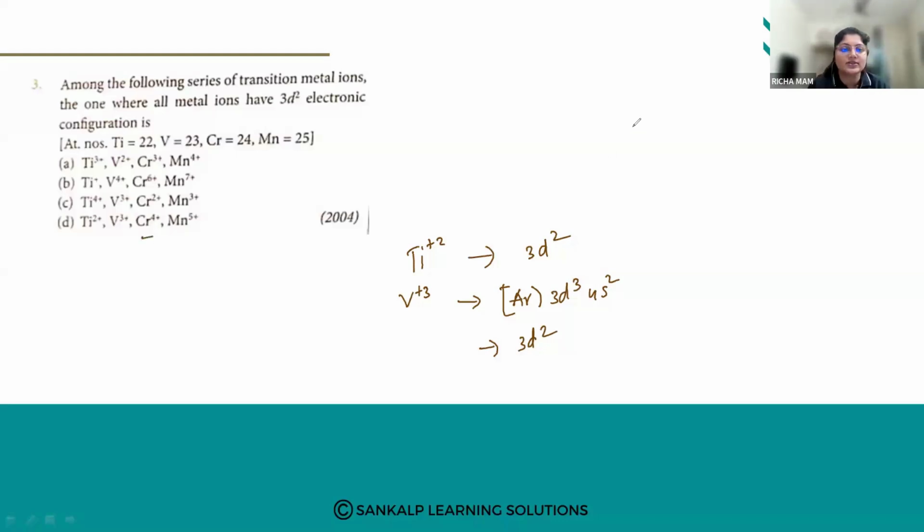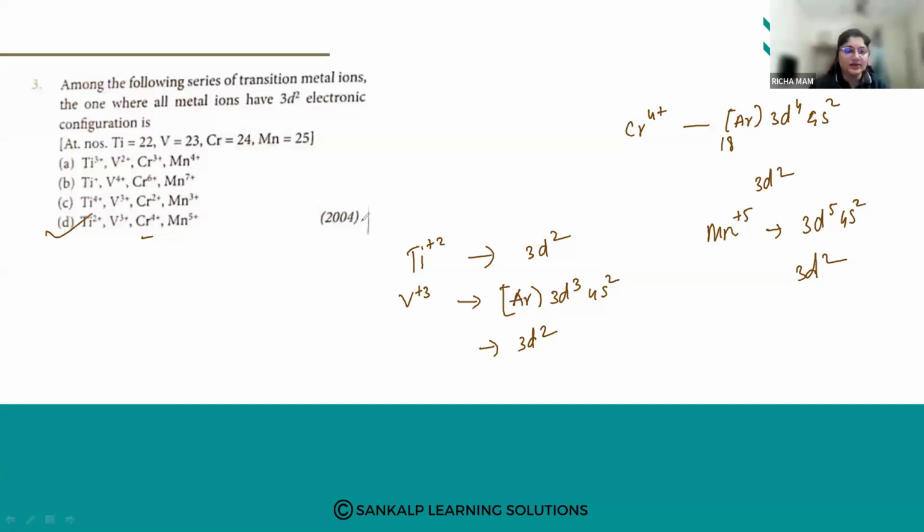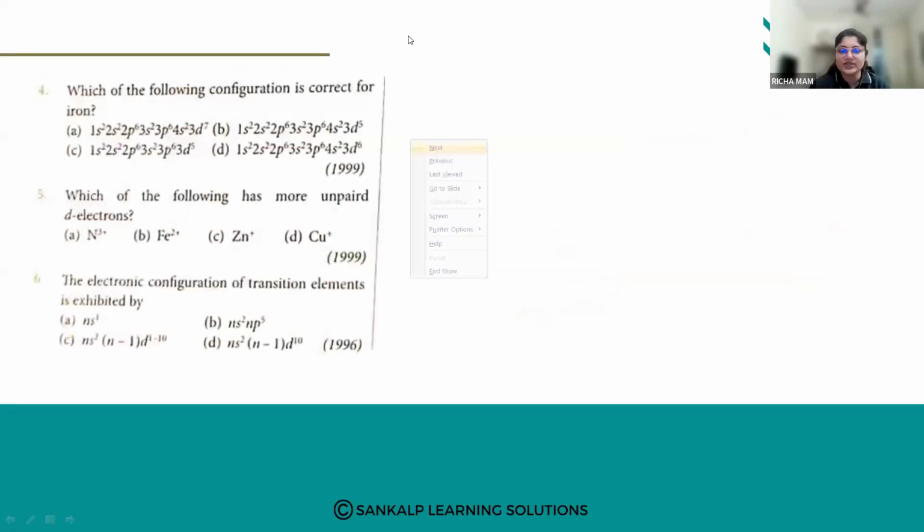Next is chromium plus 4. Argon 3d4 4s2. So it will be 3d2 again. Then Mn plus 5. Mn is 3d5 4s2, so Mn plus 5 will be again 3d2. So option number D is the correct answer. Everybody got the same? Yes, Lubna has also got it as option number D. Very good. Very simple questions. Let us go for the next one.